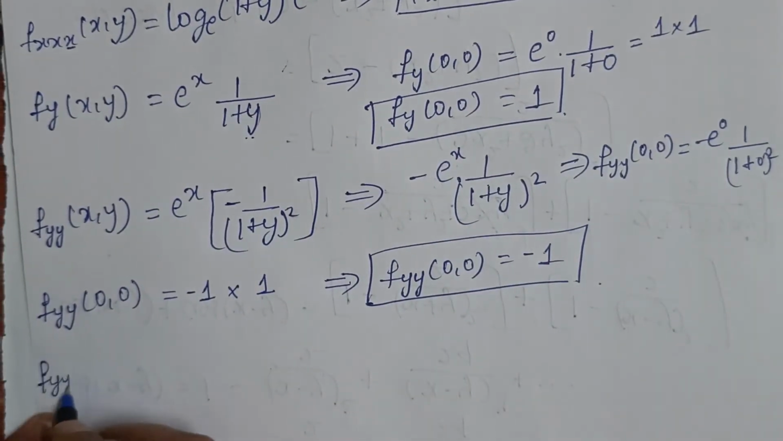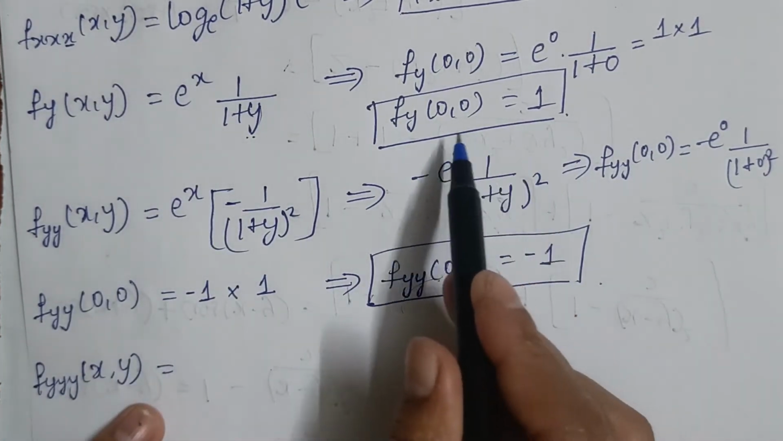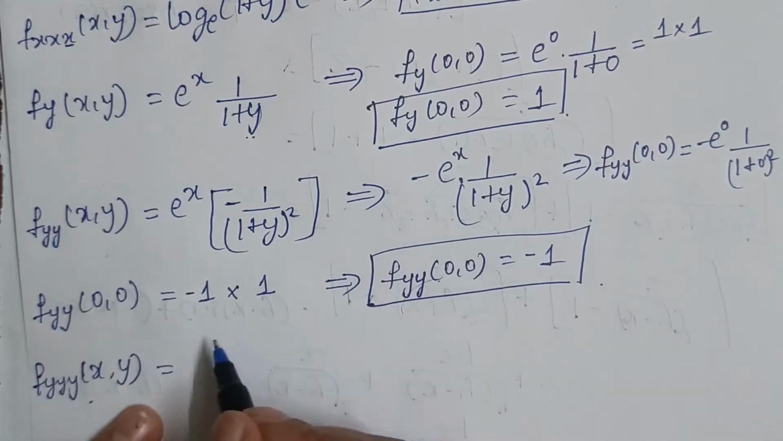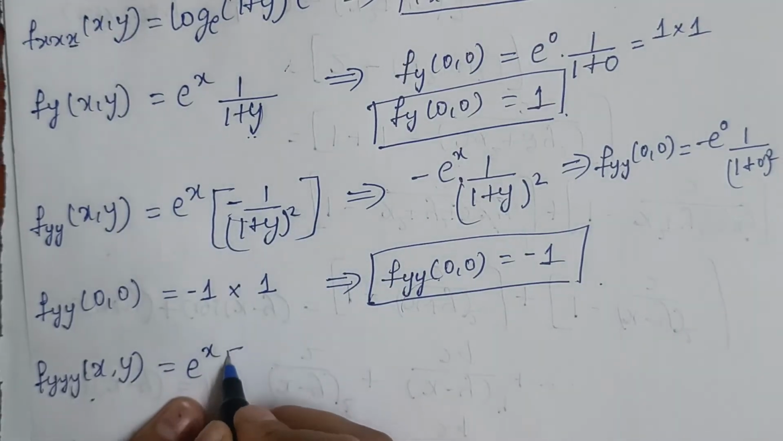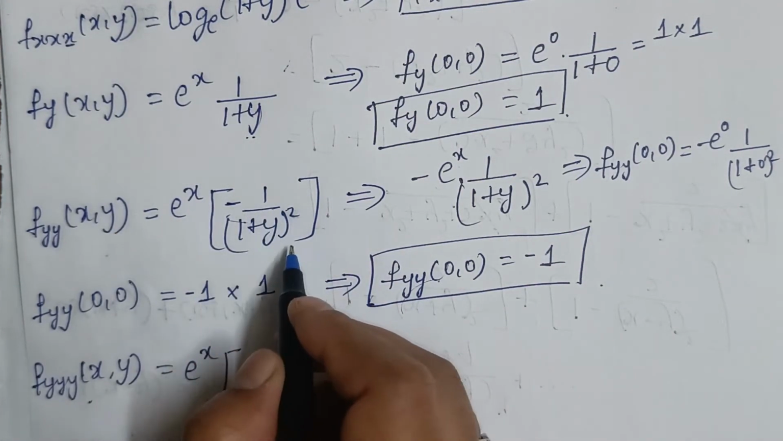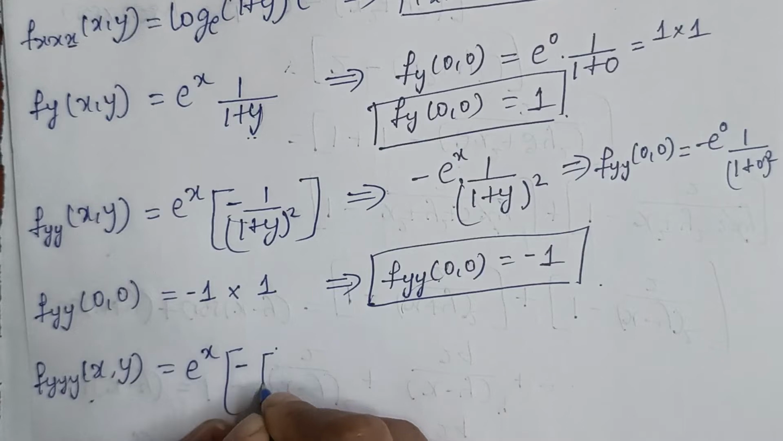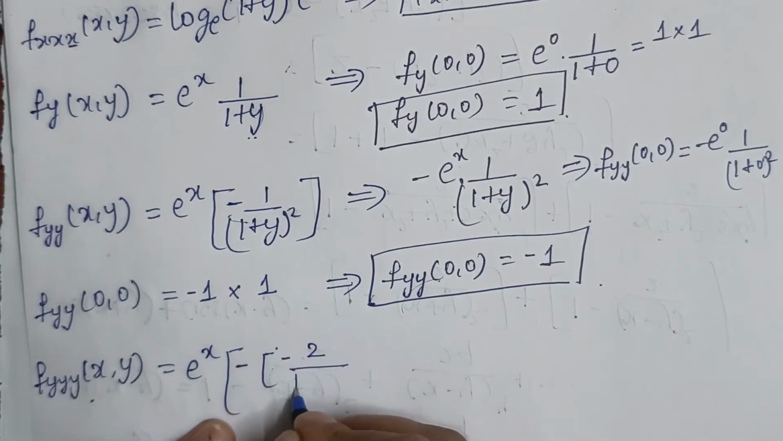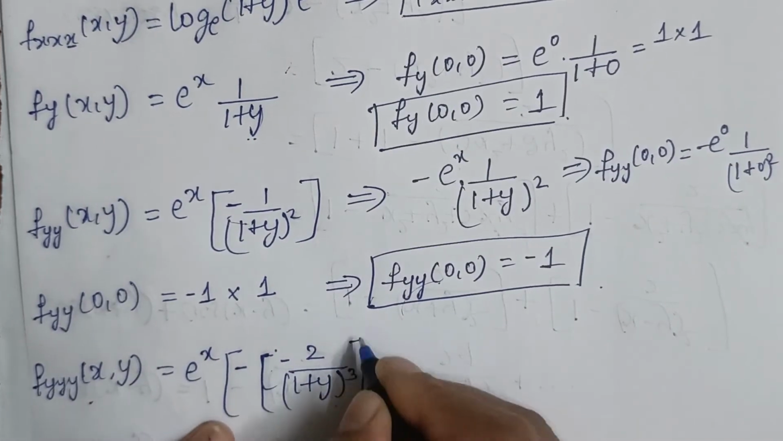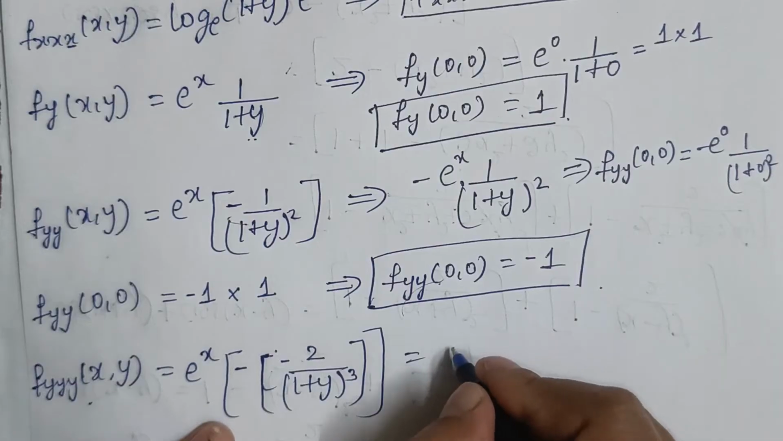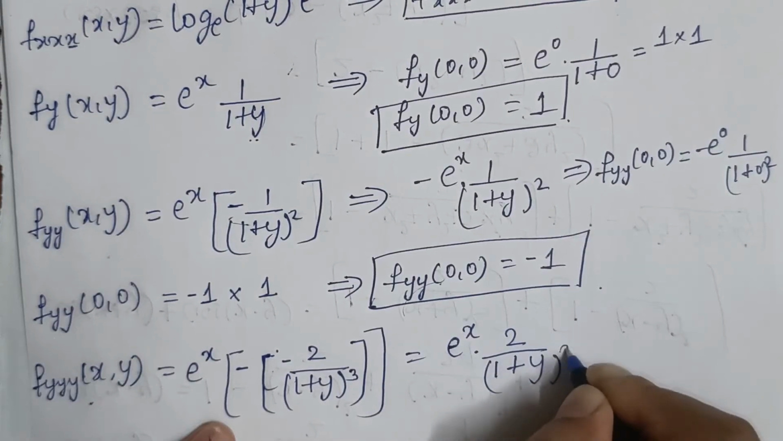Now f_yyy(x, y). I will differentiate this again with respect to y. So e^x will remain as it is. Minus, I will keep it inside like this only. The differentiation of 1 by (1 plus y) squared is minus 2 divided by (1 plus y) the whole cube. So I can write this as e^x into 2 divided by (1 plus y) the whole cube.